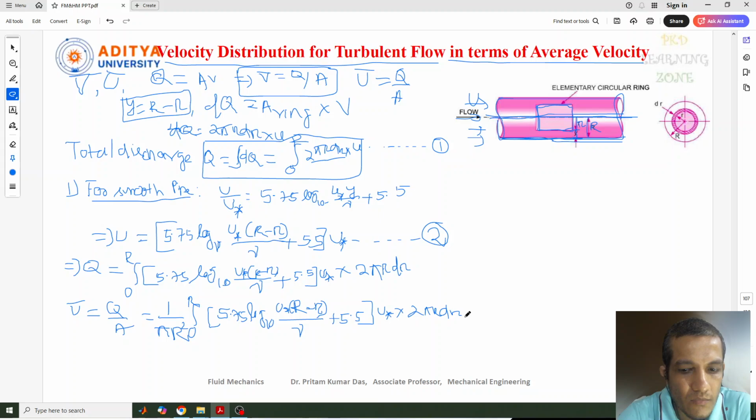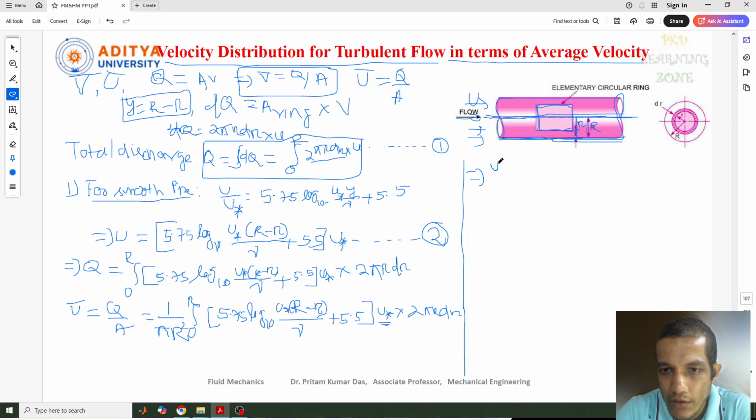So now I'll just write one more term, the final one. What I'll do here, I'll take this u star, which was multiplied already here previously, to the other side, the left hand side. So I can write u bar by u star equal to the final equation, that I'll write here after solving all these things.